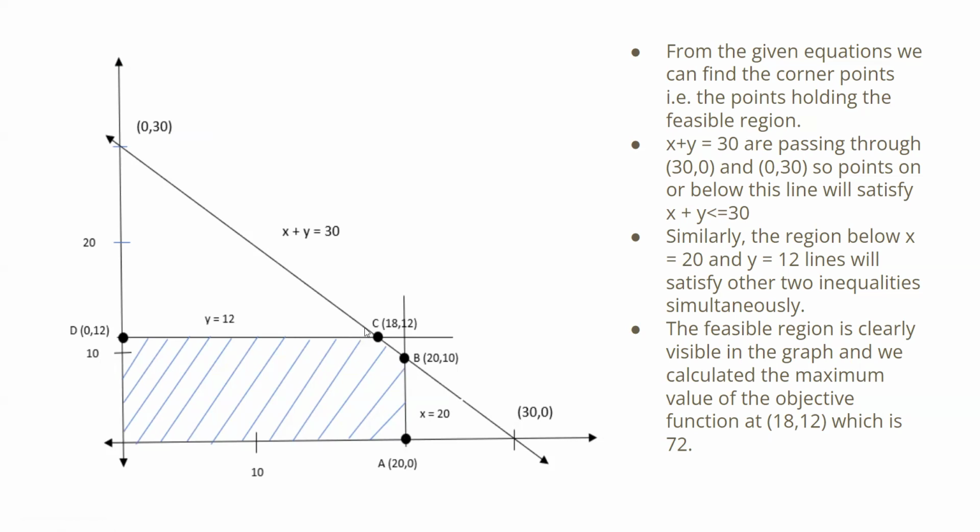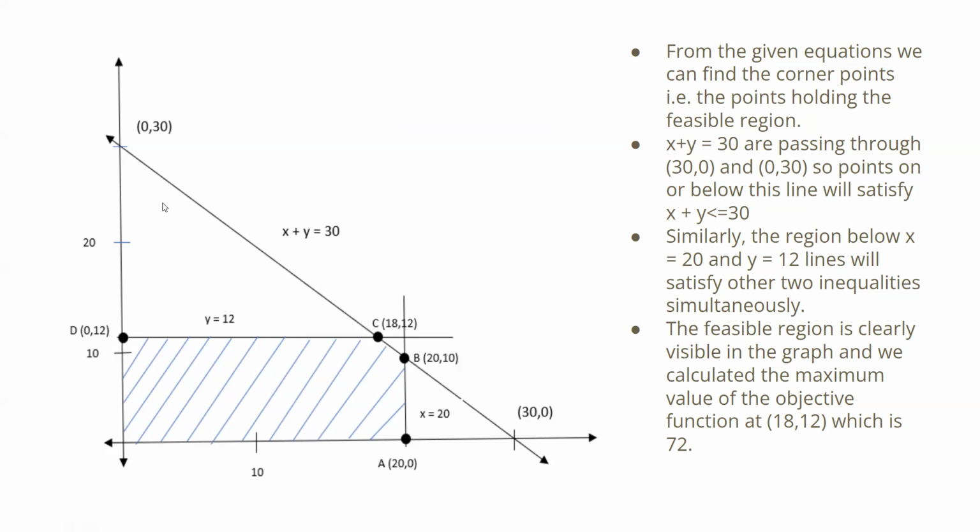Now remember this: corner points will always contain the feasible area of solution, and that is why they are called corner points. You will not get corner points beyond or outside the feasible area of solution. Any corner points will always hold the feasible area of solution, and from those corner points only you will find the optimal solution of the objective function.